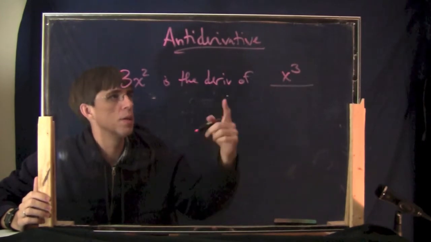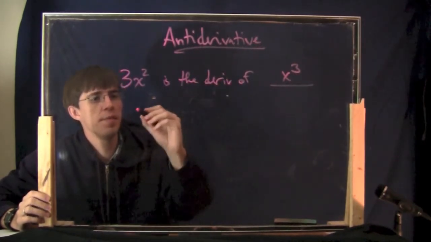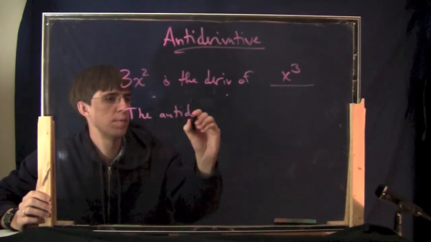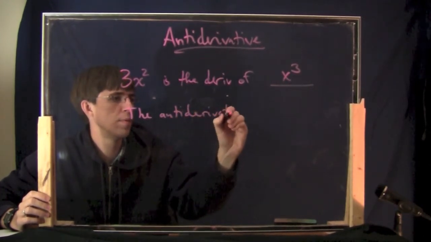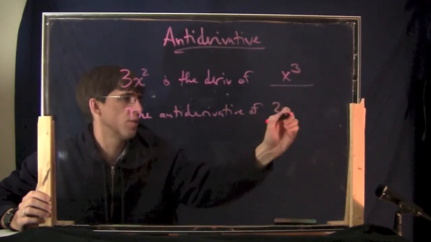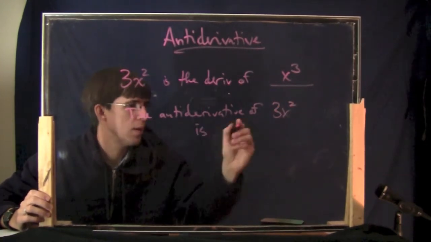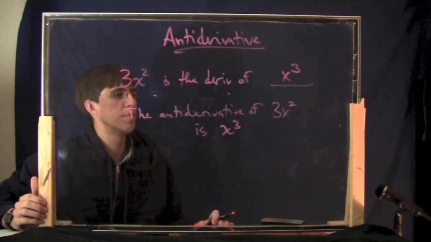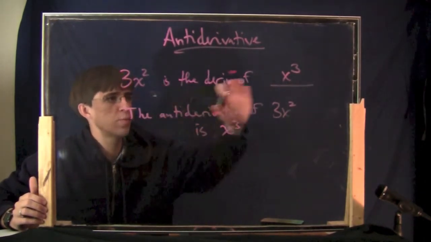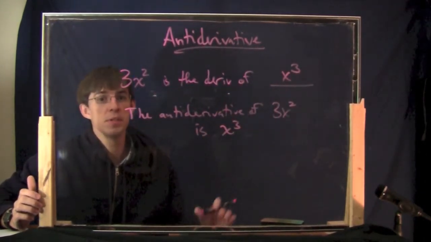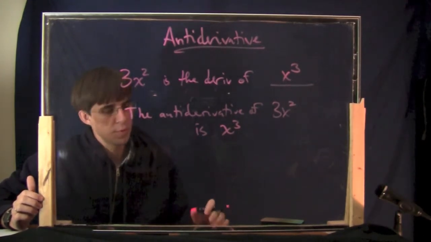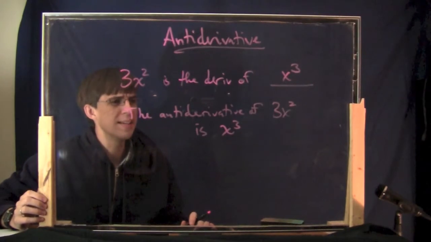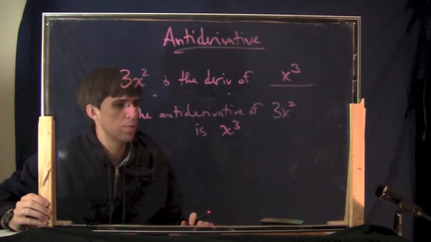Say, if we say this in terms of antiderivatives, what this means is the antiderivative of 3x squared is x cubed. All right, the antiderivative of 3x squared is x cubed. That's what the antiderivative means. It's a function. So that other function, when you take the derivative, you get the thing that you're talking about. The antiderivative of 3x squared.